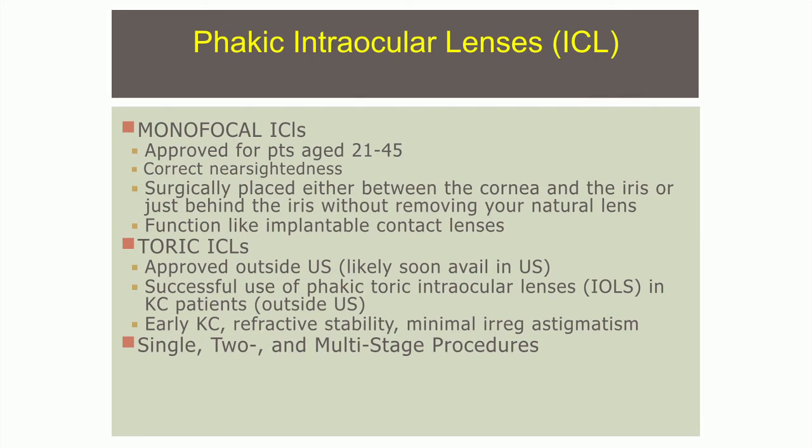And there are several small reports outside the United States of successful use of these toric phakic intraocular lenses in patients with keratoconus. And just as with cataract surgery, we could talk about single, two, and multi-stage procedures, but you got to go back to stability and mostly regular astigmatism if you're talking about a toric. But let's say we're talking about stability, but just extreme nearsightedness in your younger person. This potentially becomes an option to correct that where refractive surgery is an absolute contraindication.